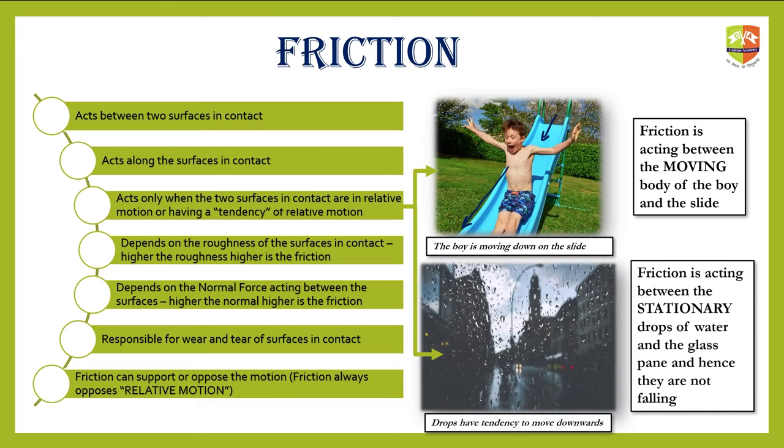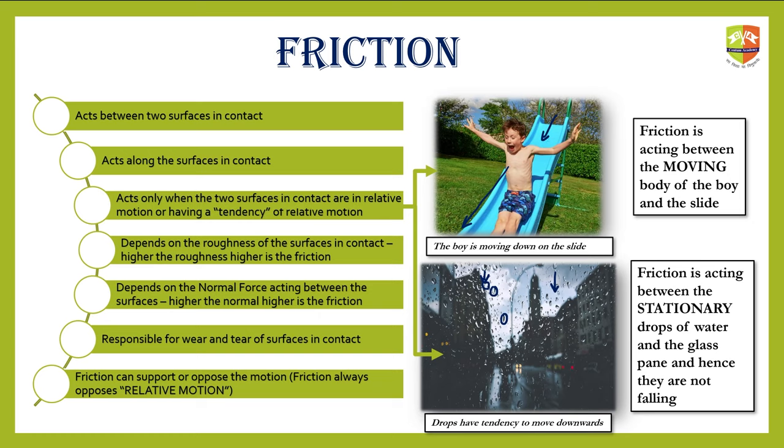Let's take a case where motion is not there, but there is a tendency of motion. So you can see lots of water droplets sticking onto the glass pane. You'd have seen that in the rainy season. So what is happening here? If you see, all the drops have a tendency to move down, and hence you can see the shape getting created accordingly, right? So they have a tendency to move down, but they're sticking onto that surface. So what is stopping them from moving down or sliding down the surface? The friction force is there, which is holding them from moving down.